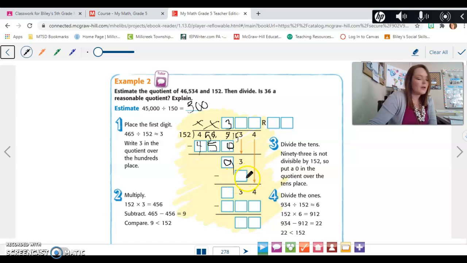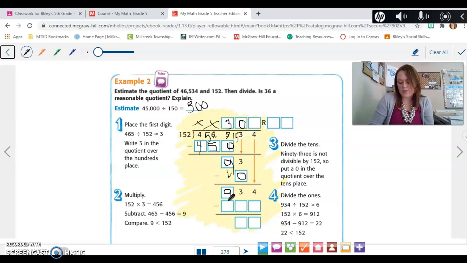Now I have 93. Can 93 go into 156? No, so I'm going to put a 0. 0 times 152 gives me 0. I'm going to bring down my 9, because 9 minus 0 gives me 9. Now I'm going to figure out how many times 152 goes into 934. Okay, I'm going to use my calculator for this again.